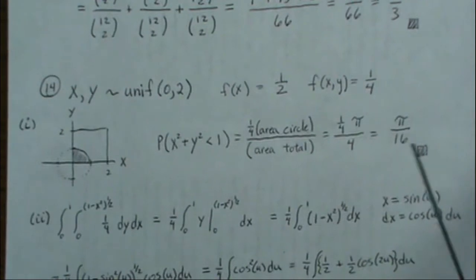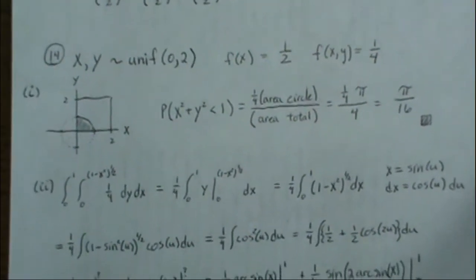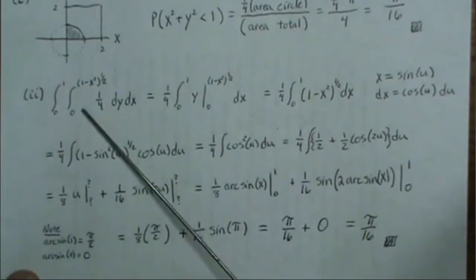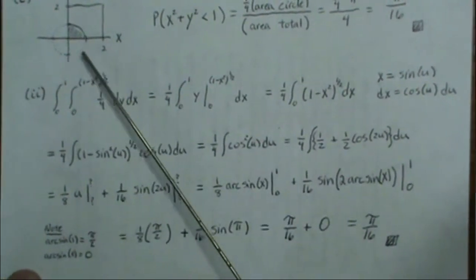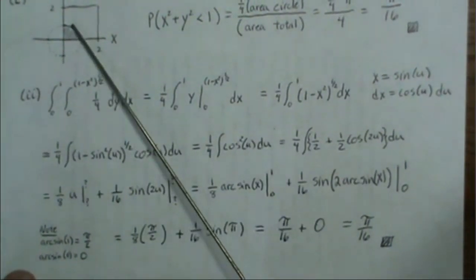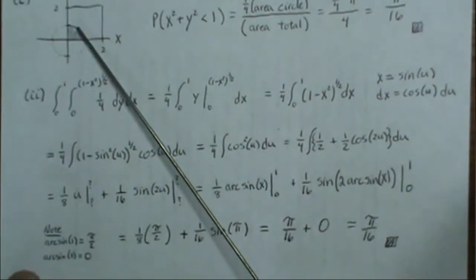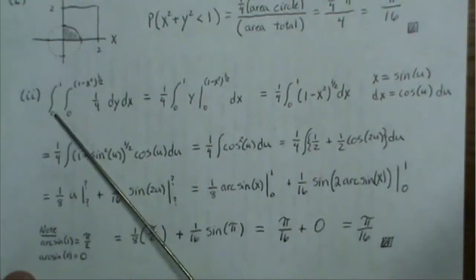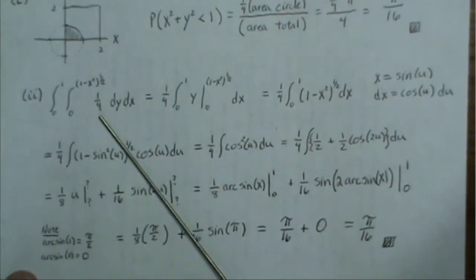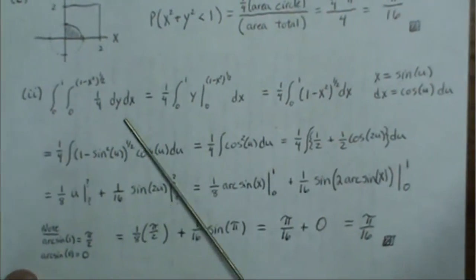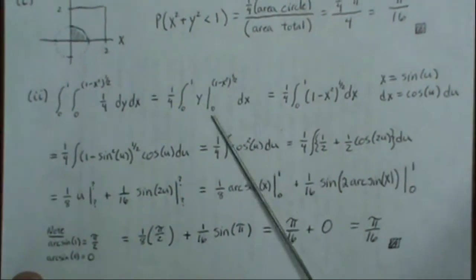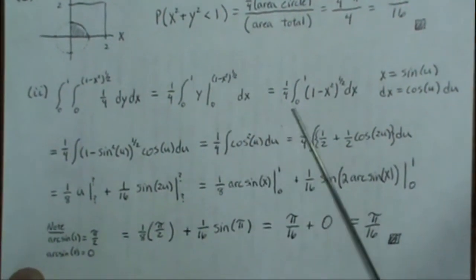But now if you don't realize that and you integrate, this is the second solution. So we want to integrate from 0 to the square root of 1 minus x squared, and x from 0 to 1. And our density is 1/4. So then I'm going to integrate with respect to y first, so that's y, and then we're going to plug in the limits here, and we get this.